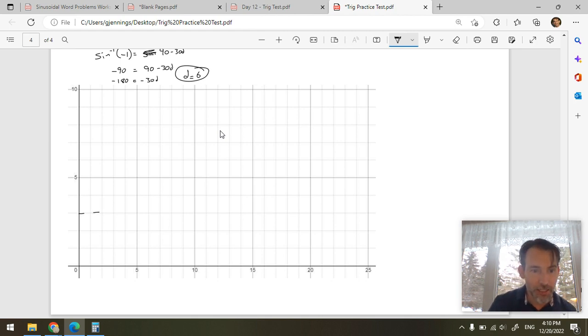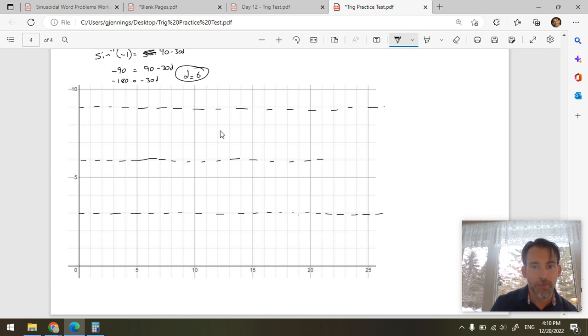Here's our horizontal axis. 3. Oh wait, no, that's the minimum. It's the minimum amount of water right there. Here's the maximum amount of water. Here's the horizontal axis, 6. Let's just plot the given points and we should be able to see it.